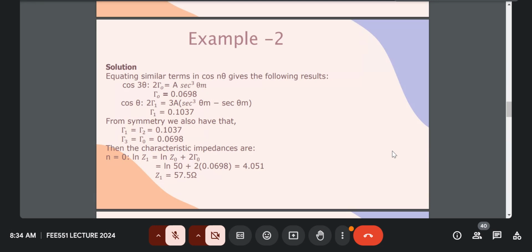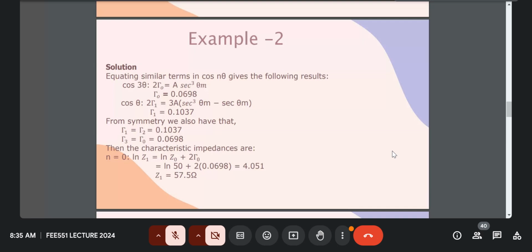So now we'll equate the cos 3 theta term, which is in the Chebyshev polynomial, to the term. Sorry, the cos 3 theta is in the reflection coefficient, then the secant cubed is in the polynomial, so we equate them to each other. Then using that, we can get the first reflection coefficient, which we have right here. Then for the second term, we equate the cosine theta to the second term of the polynomial. Then we have our second reflection coefficient.